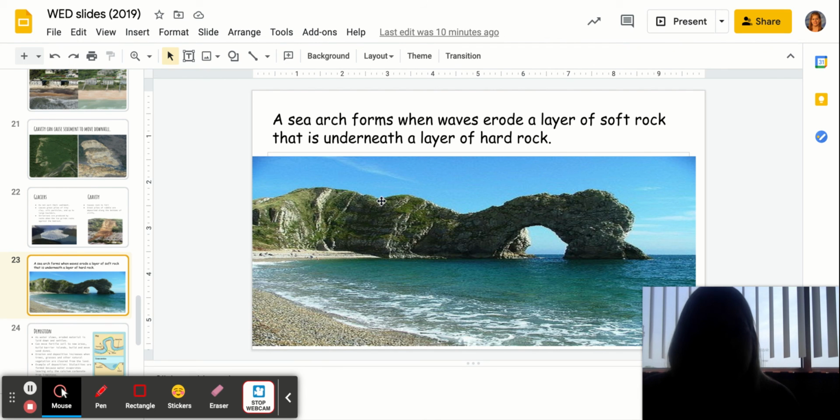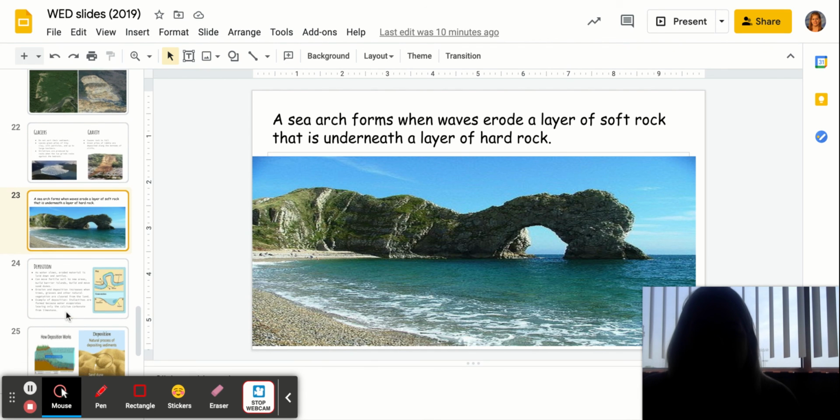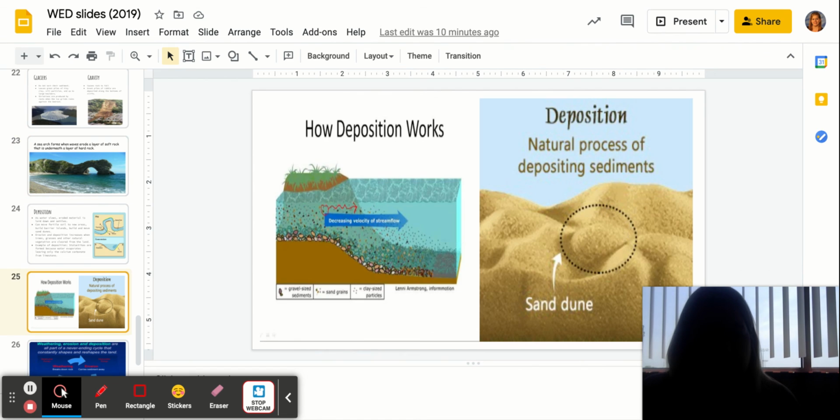This is beautiful. Okay, so I want to show you guys some pictures about deposition. Deposition is the dropping of weathered material in a location. This builds new land. So this is how deposition happens.